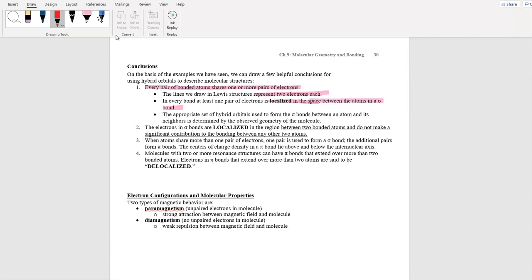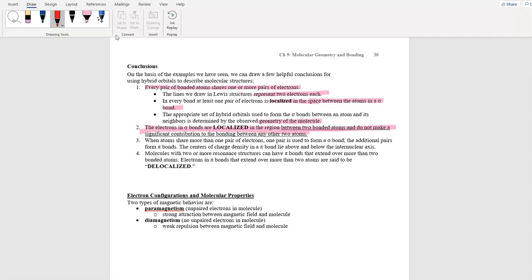Okay. The appropriate set of hybrid orbitals used to form that sigma bond between an atom and its neighbors is determined by its geometry. It's always about that geometry. And electrons in the sigma bond are localized in the region between the 2 bonded atoms and do not make a significant contribution to the bonding between any others. That's why it's a fixed position. If you got 2 electrons between H and Cl, those 2 electrons are not moving because they're between H and Cl only. So like I said, that's what we mean by localized. They are in that fixed position.